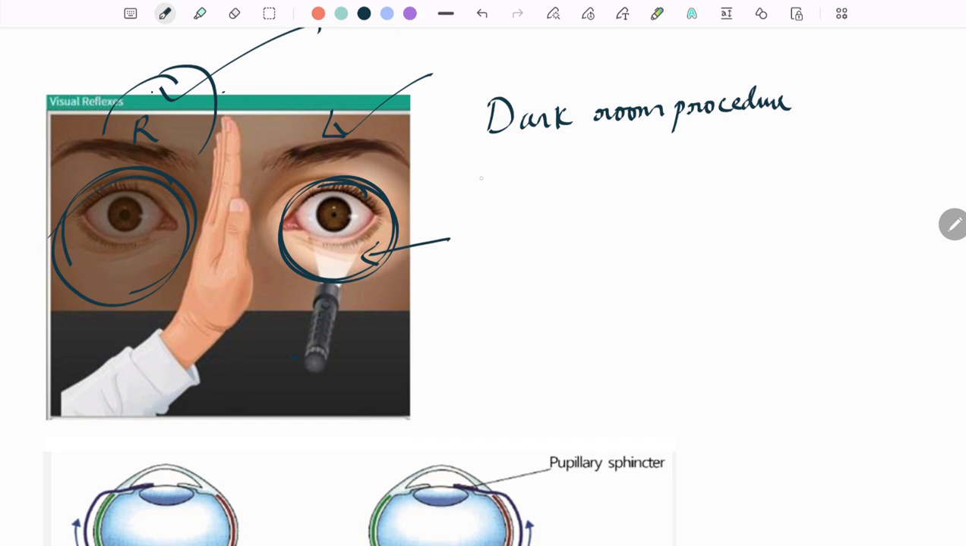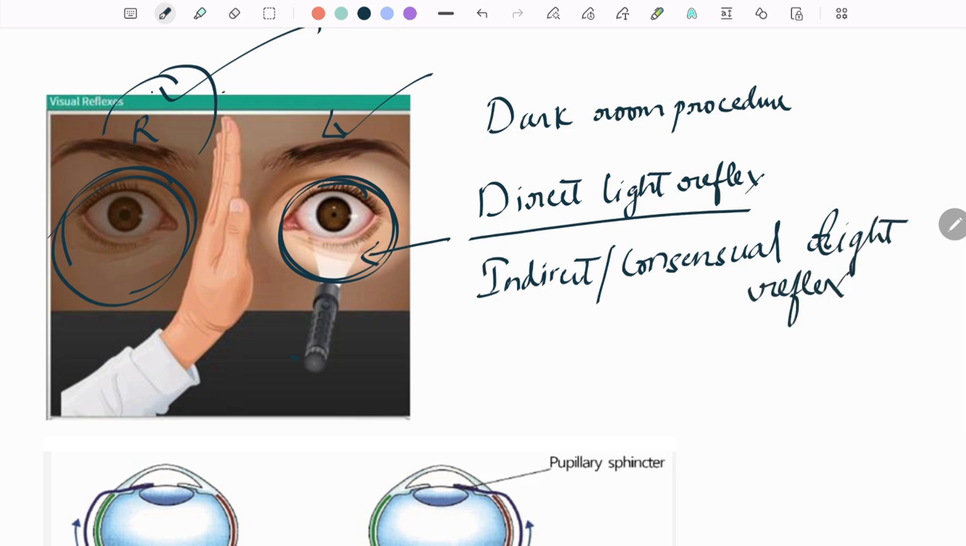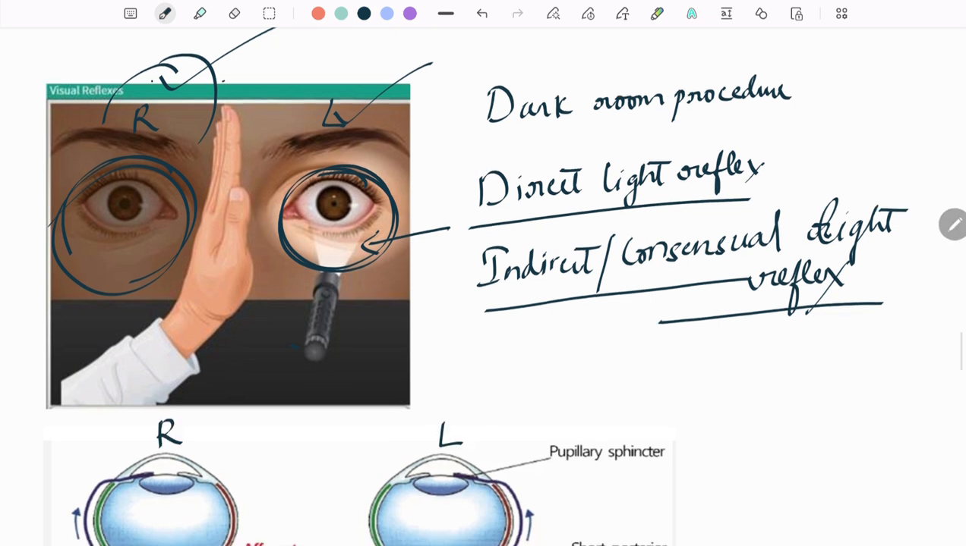Constriction of the pupil of the same eye in which the light is thrown is called the direct light reflex, and constriction of the pupil in the opposite eye is called the indirect light reflex or consensual light reflex. If it occurs in the same eye, it is direct, and if it occurs in the opposite eye, it is consensual light reflex. Now let us go into the pathway.